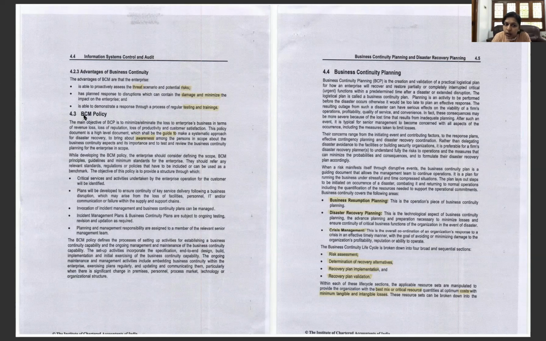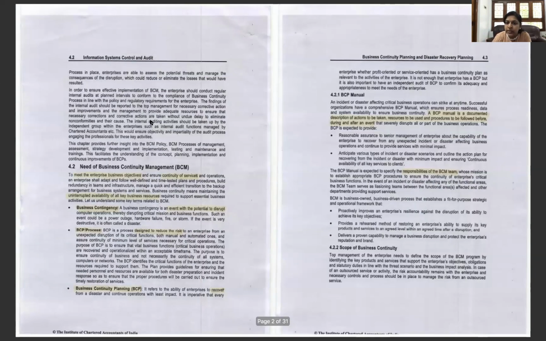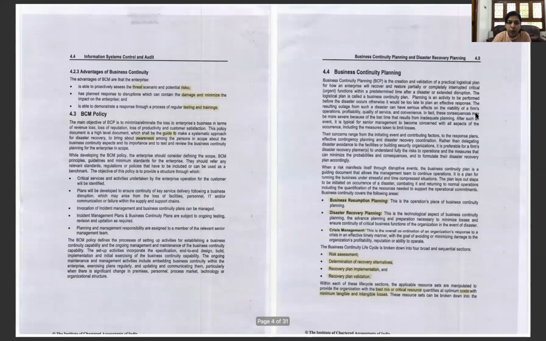Next comes another term, BCM Policy. We have seen about the BCP Manual, which is our documented description of the actions to be taken, resources to be used, and procedures to be followed. Next comes another new term, BCM Policy.